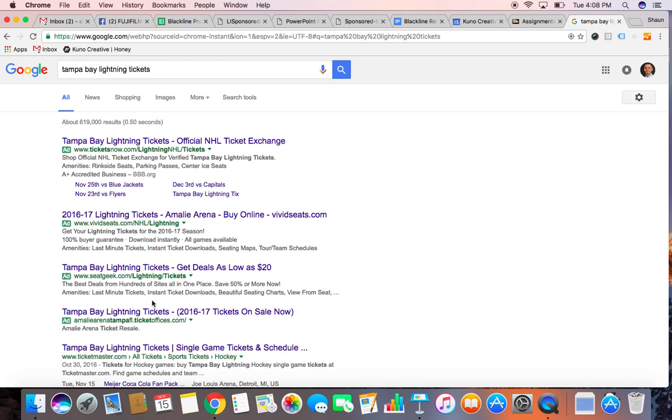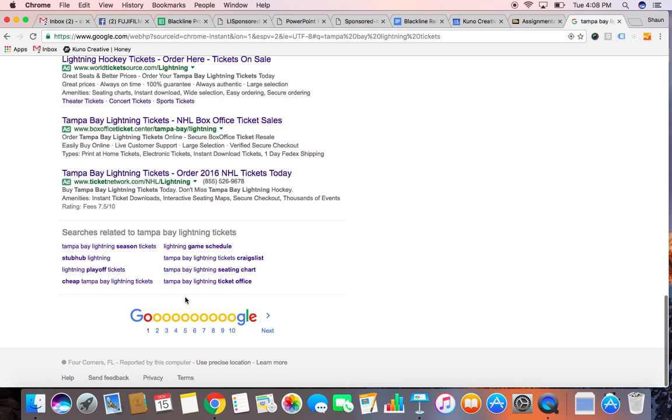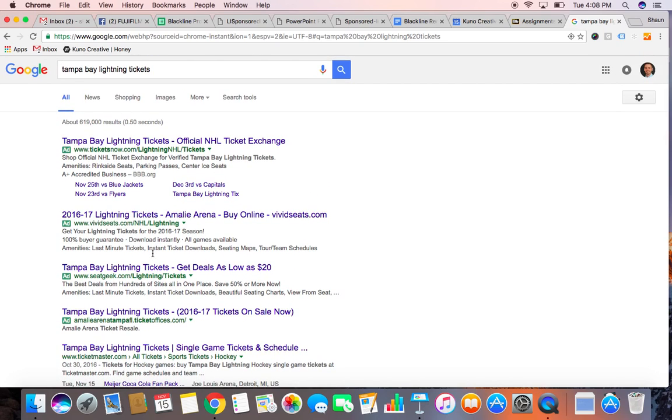Now, this isn't the only spot where your ads would appear. 1, 2, 3, 4, these are the top 4 spots, and if you scroll all the way down to the bottom, there's 3 more spots at the bottom, 5, 6, 7. Obviously, if you're advertising, you want to be in the top 4 spots.